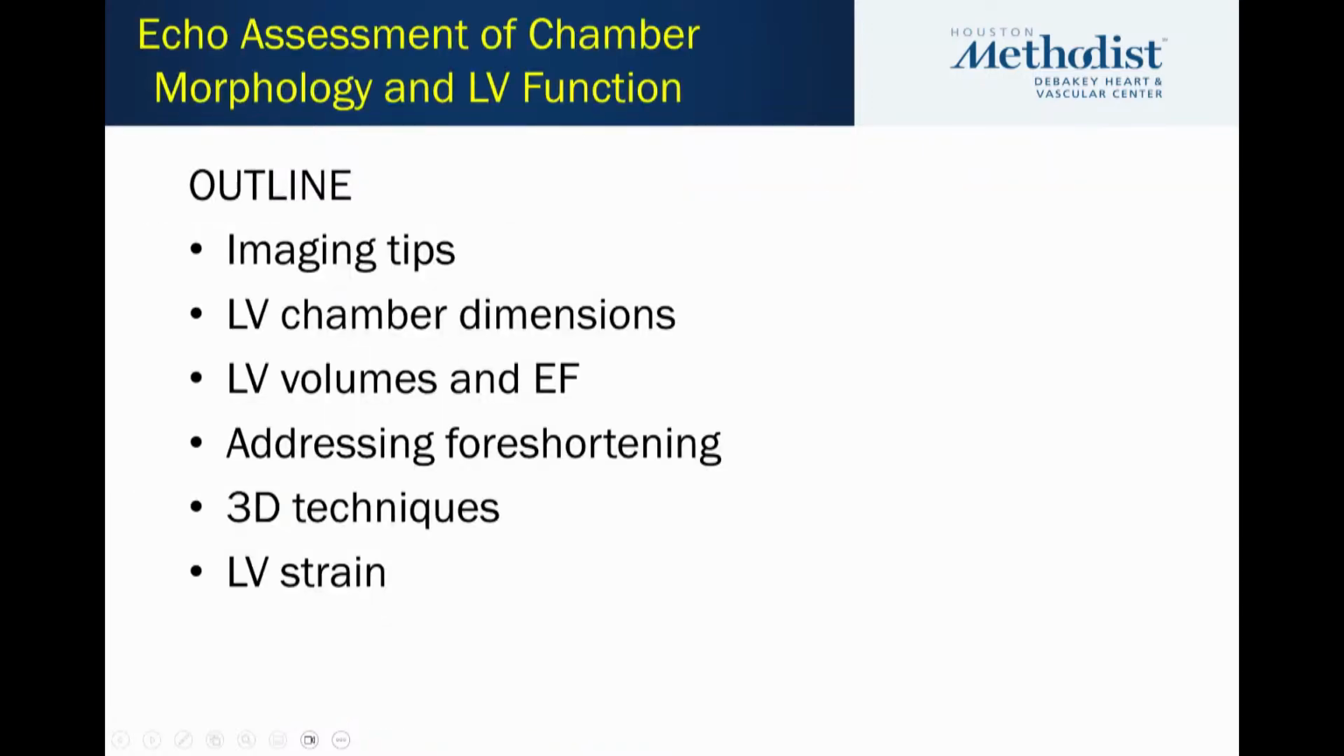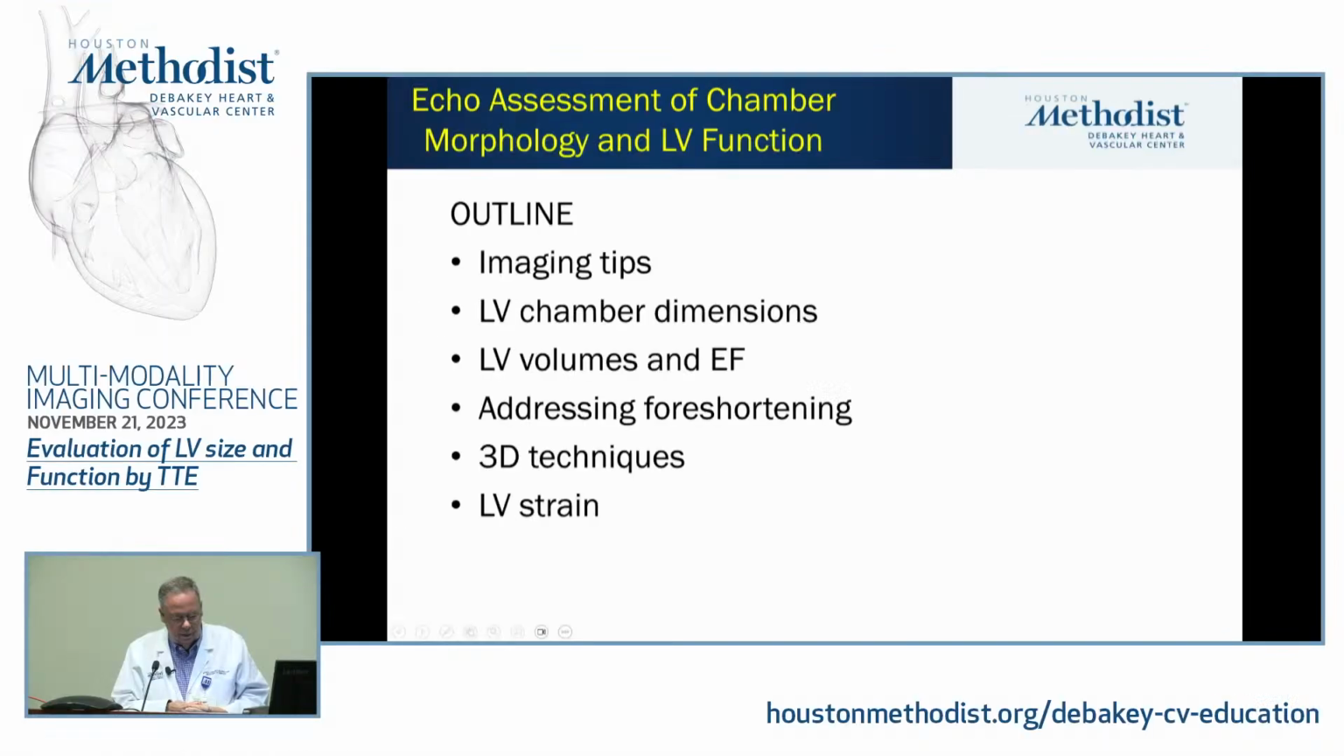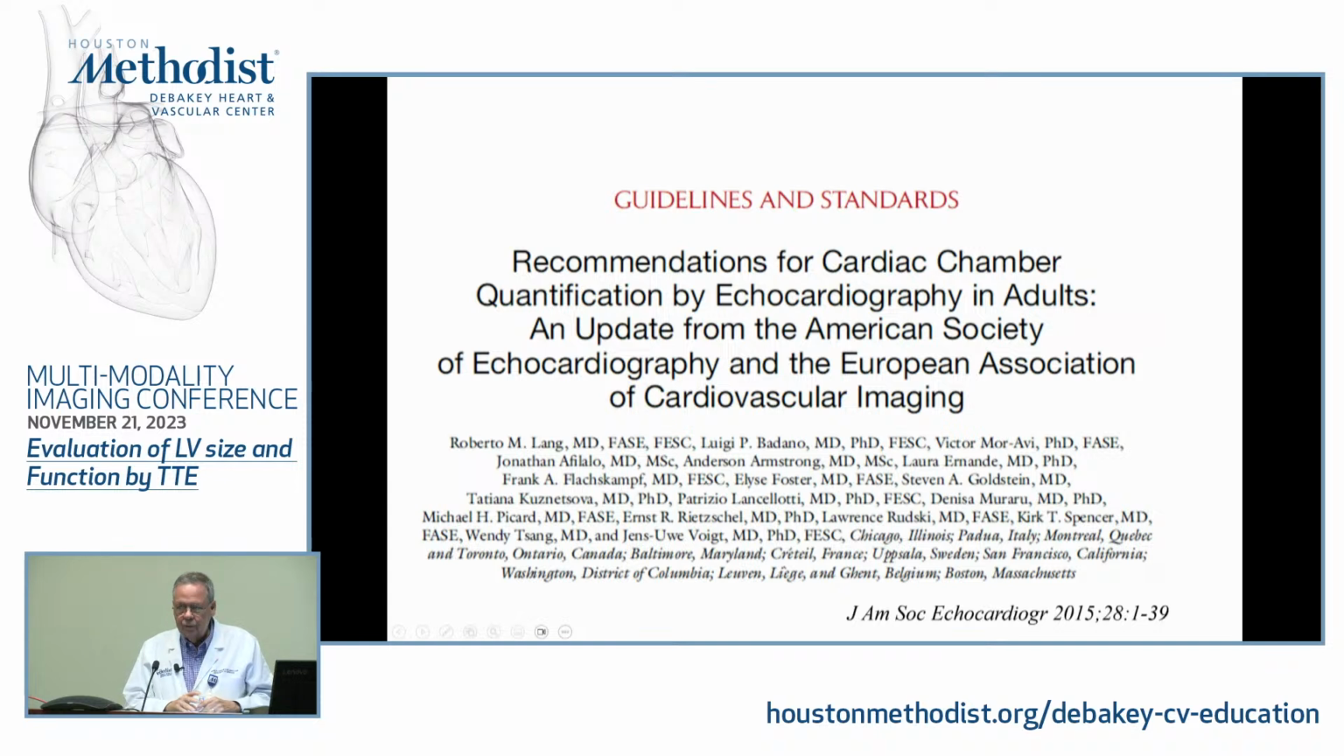Now, in this talk, we're going to talk about a couple of imaging tips and assessment tips, and then how we do LV chamber dimensions, volumes, and ejection fraction. We'll address the real elephant in the room for echocardiography, which is foreshortening. Then we'll talk a little about three-dimensional techniques and finish up with left ventricular strain. A lot of what we're going to talk about is in the documents by the American Society of Echo. This is one that was very important on the recommendations for measurements of chamber sizes and so on.